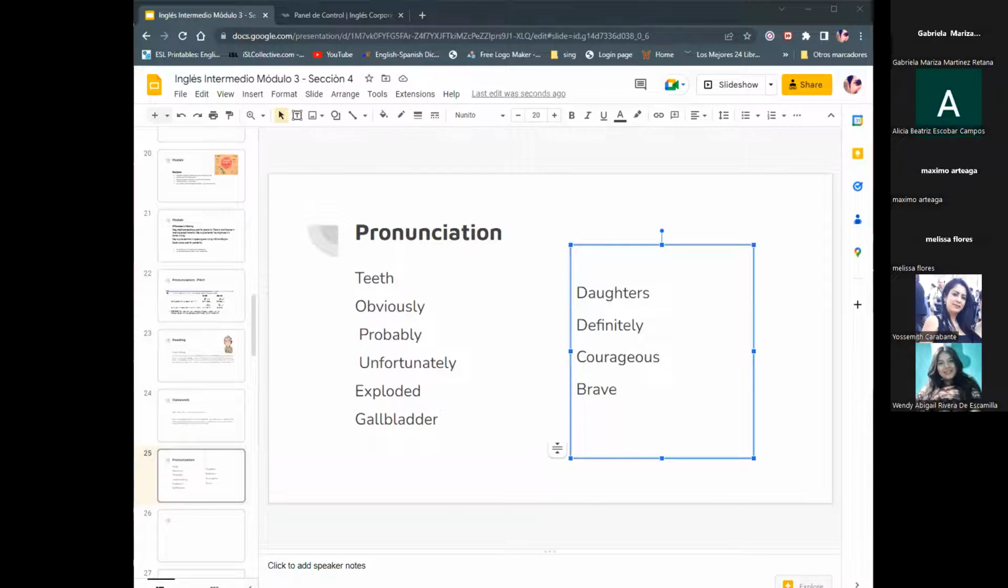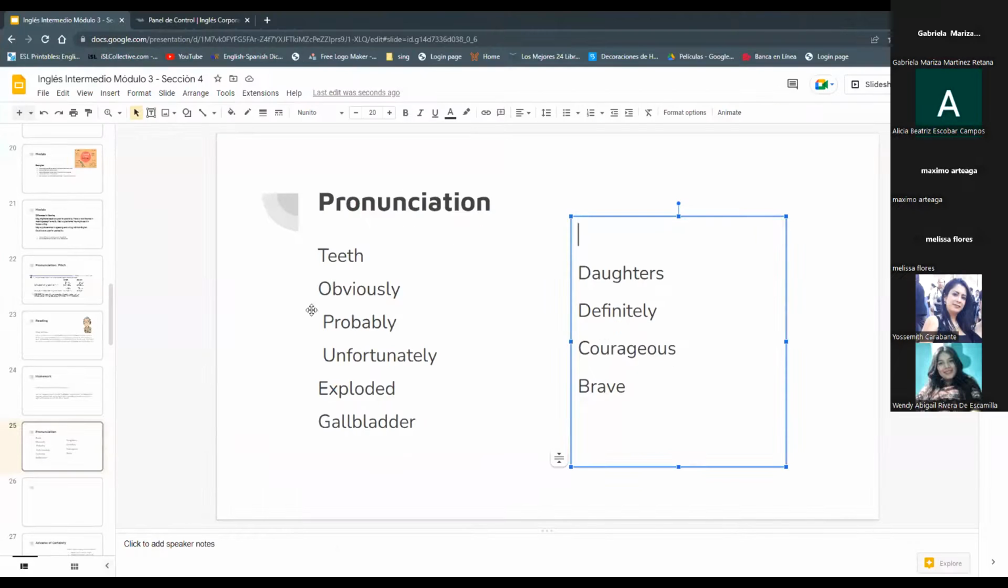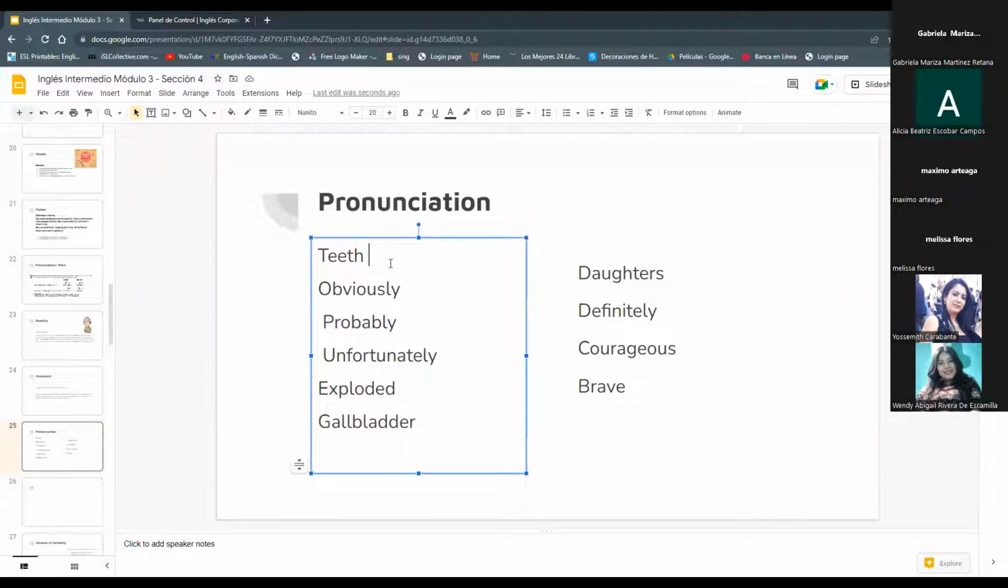So let's see here. This is some words that I could hear. For example, teeth, right? It's difficult because we don't have that sound in Spanish. So teeth, right? That is the plural of what? The tooth. The tooth, exactly. So that is an irregular plural, right?